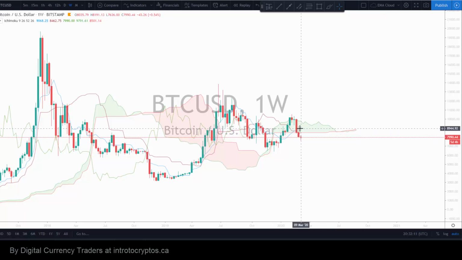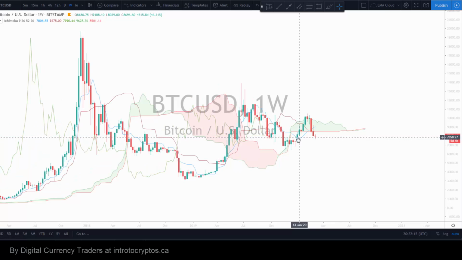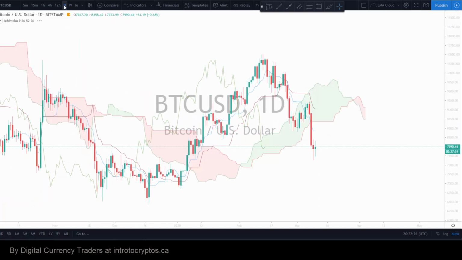The blue has crossed above the red, but we've just come through the green cloud. On the weekly view, we could go sideways like this, and that's what the Ichimoku Cloud would do. If we are going sideways, we could go above and below all the way along. That doesn't say much of anything because we're so close to the cloud.